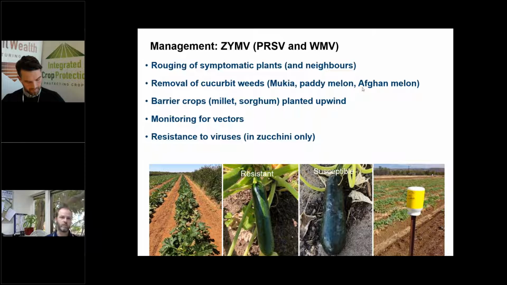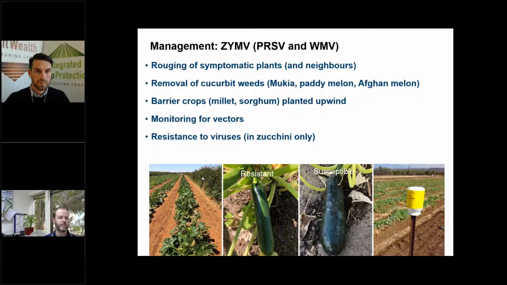The 3 weeds we deal with mostly, Mukia, paddy melon, and Afghan melon, they're all cucurbit weeds. They're fairly common in lots of different systems, so they're reasonably common weeds around Australia, and they're also fairly mildly affected if symptomatic at all. So they can often be really close to a crop and they look fine, but they have virus in them. We just can't see it particularly clearly.